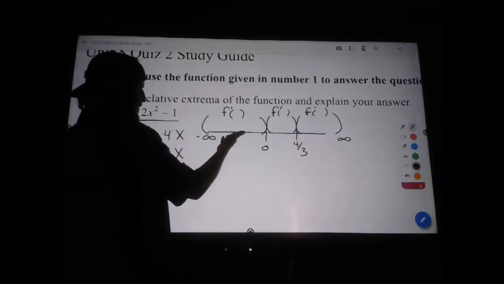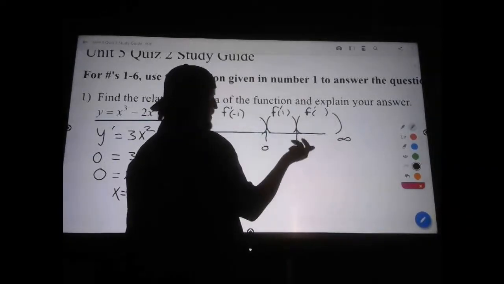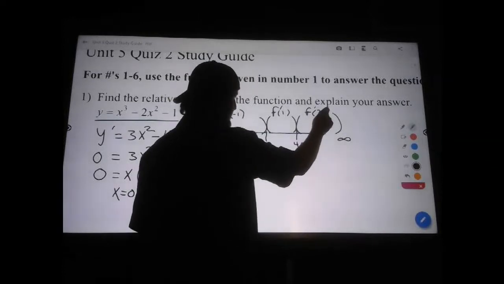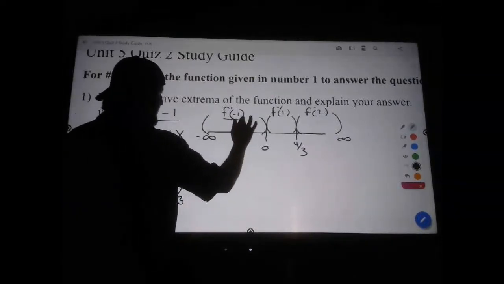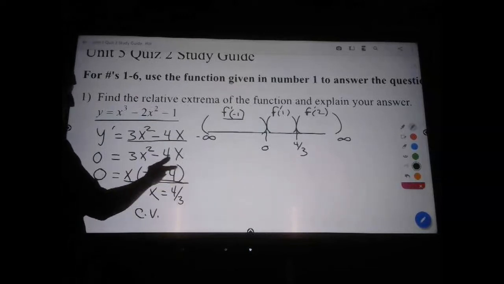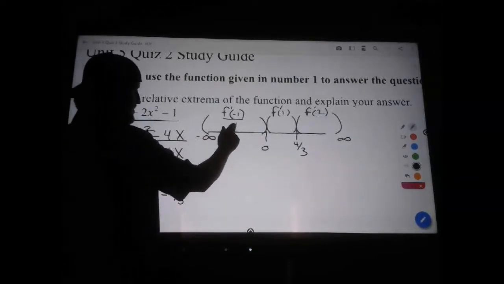So over here, if I were to pick like -1, and here I would pick 1, and over here, this is about 1.3, so I would just pick maybe 2. So let's go ahead and plug these numbers in. If I plug a -1 into my derivative, you could plug it into this, but I kind of like to use the factored one. So if I plug in -1 here, I've got a negative, and if I plug in a -1 here, I get a negative, and two negatives make a positive.